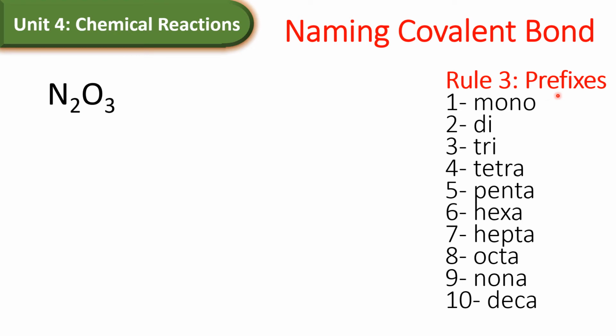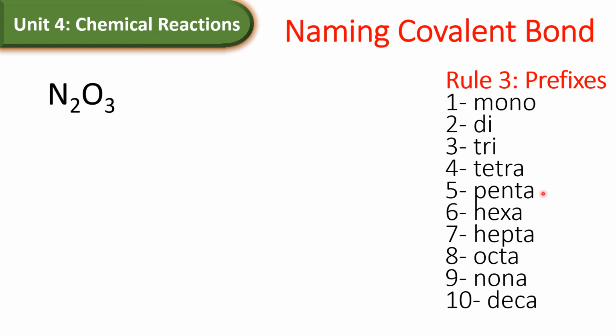Here are the prefixes of your rule number 3. 1 means mono, 2 means di, 3 means tri, 4 is tetra, 5 is penta, 6 is hexa, 7 is hepta, 8 is octa, 9 is nona, and 10 is deca. If you remember your polygons, right? If you still remember the words pentagon, hexagon, heptagon, octagon, nonagon, decagon, they're just the same. We are using the same prefixes as in learning your polygons.